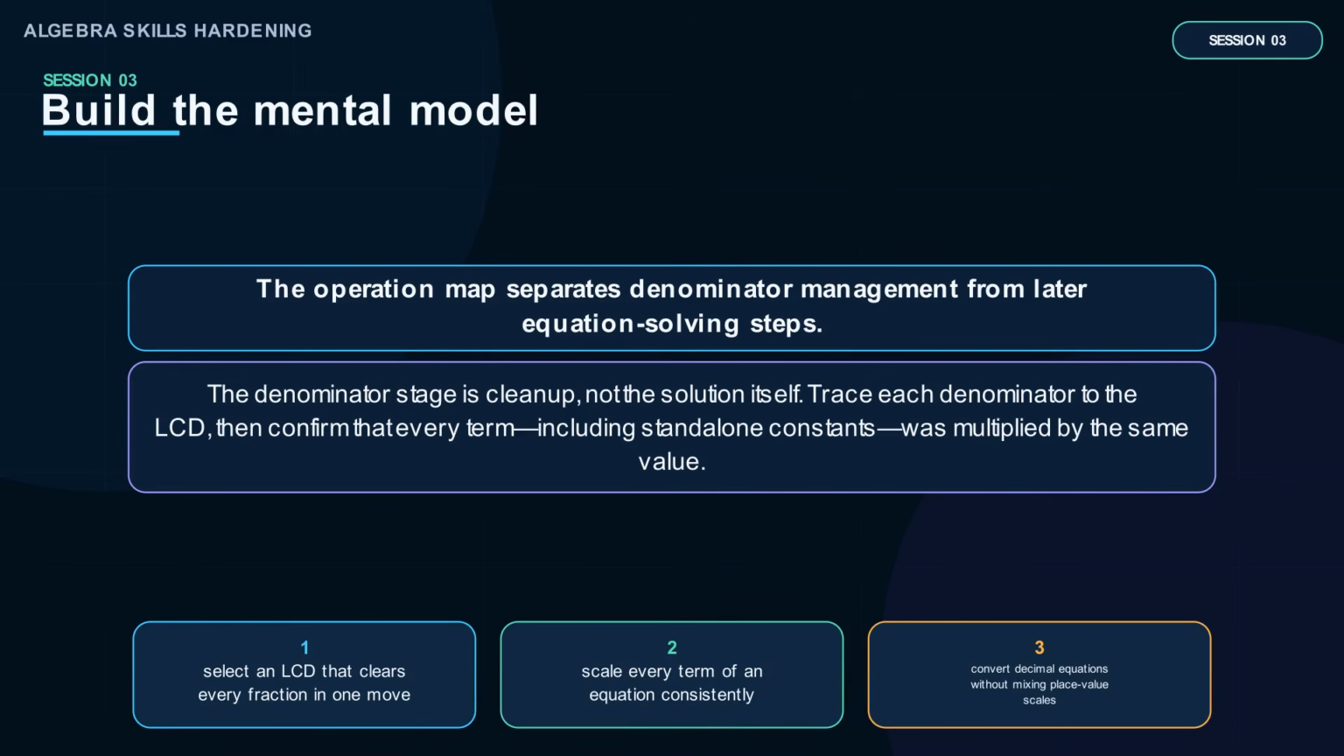The key distinction is this. Select an LCD that clears every fraction in one move, and connect it to the second goal. Scale every term of an equation consistently. Correct methods begin with correct interpretation. When a problem looks different, look for the same mathematical structure instead of an identical example. That transfer makes the skill durable.